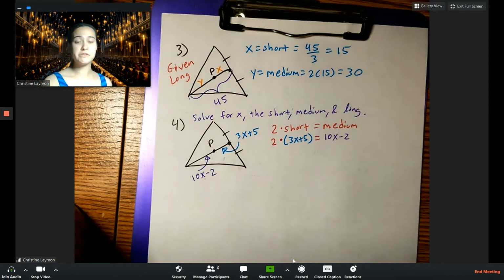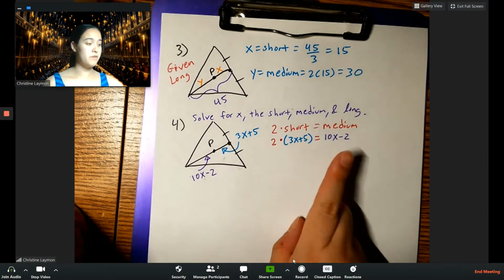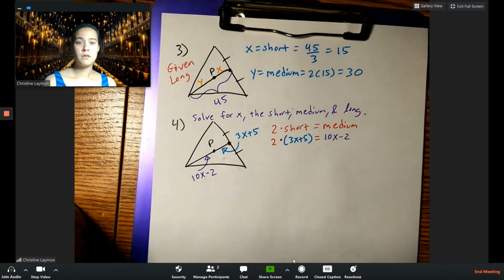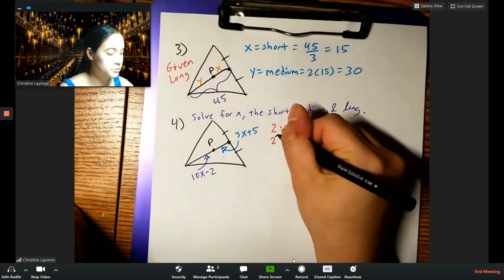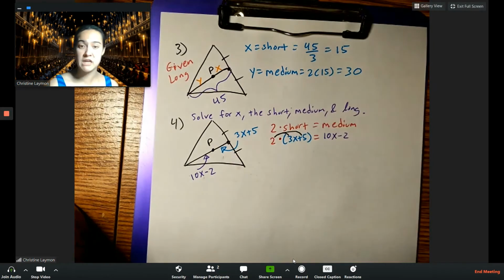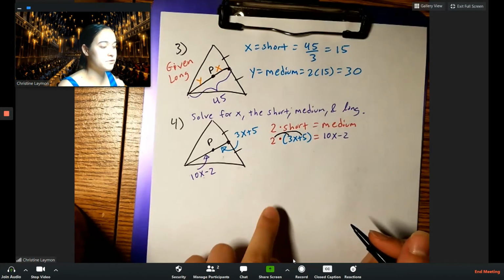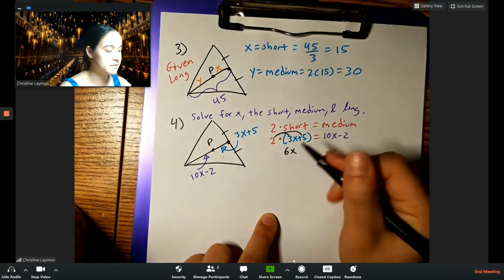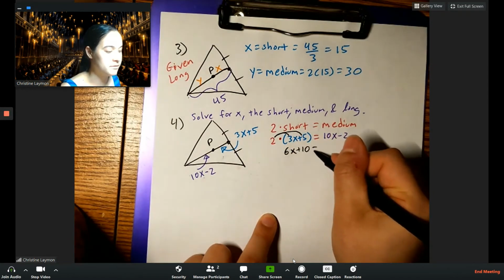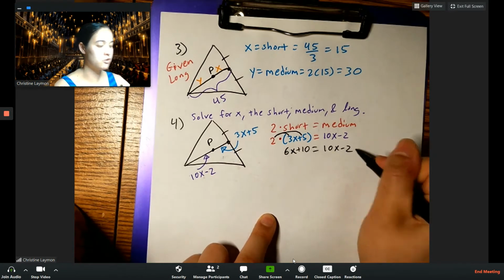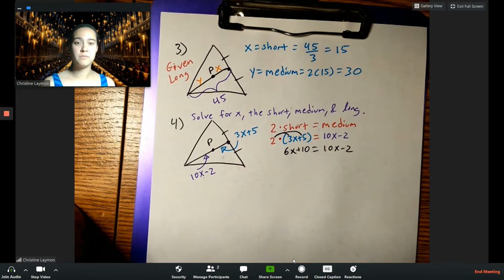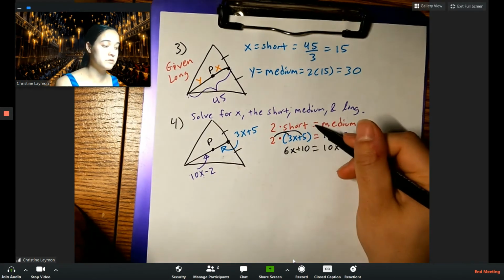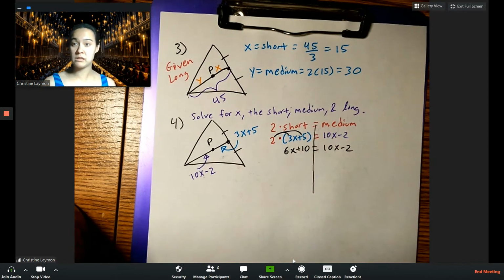Now, you've got 2 choices from here. You can either distribute the 2 to both parts, or you can divide both sides by 2. If you are uncertain about the division, then definitely just go ahead and distribute. I'm going to do 2 times 3x and 2 times 5. 2 times 3x gets me 6x. 2 times 5 gets me 10. And the other side drops straight down. Normal algebra. And again, if you think you might mix up your equal signs, put that bar down so you know exactly where that halfway point is.